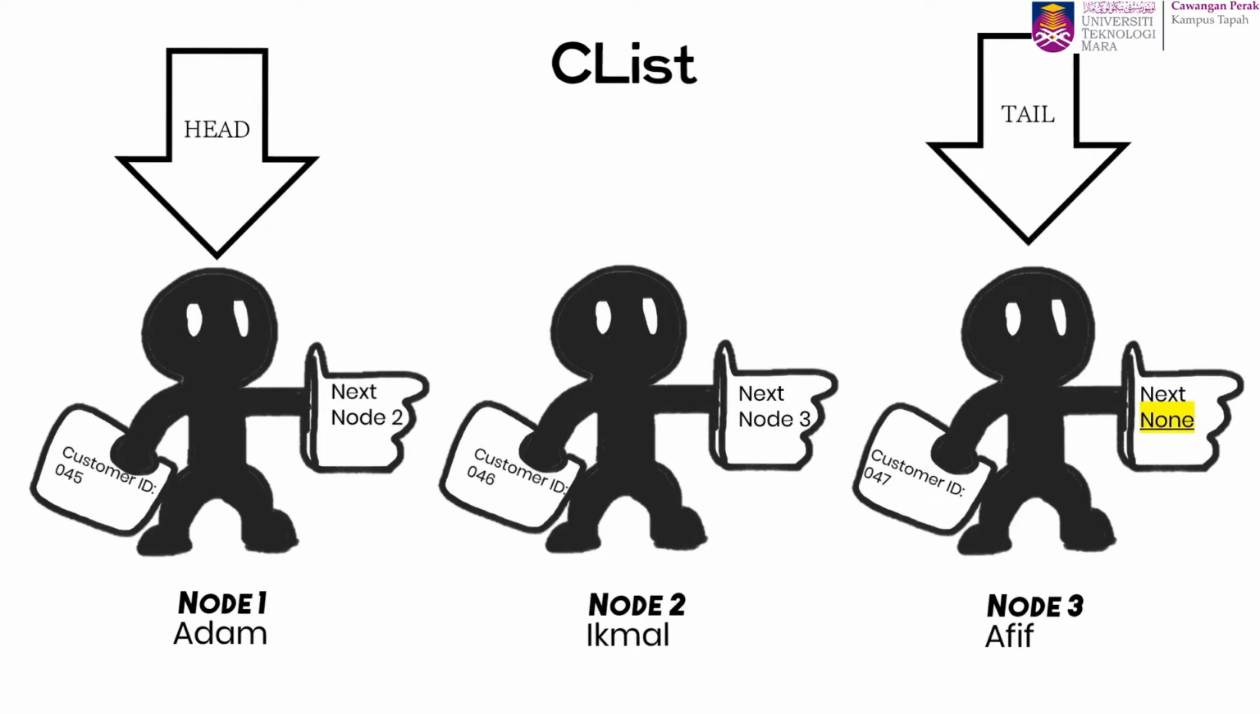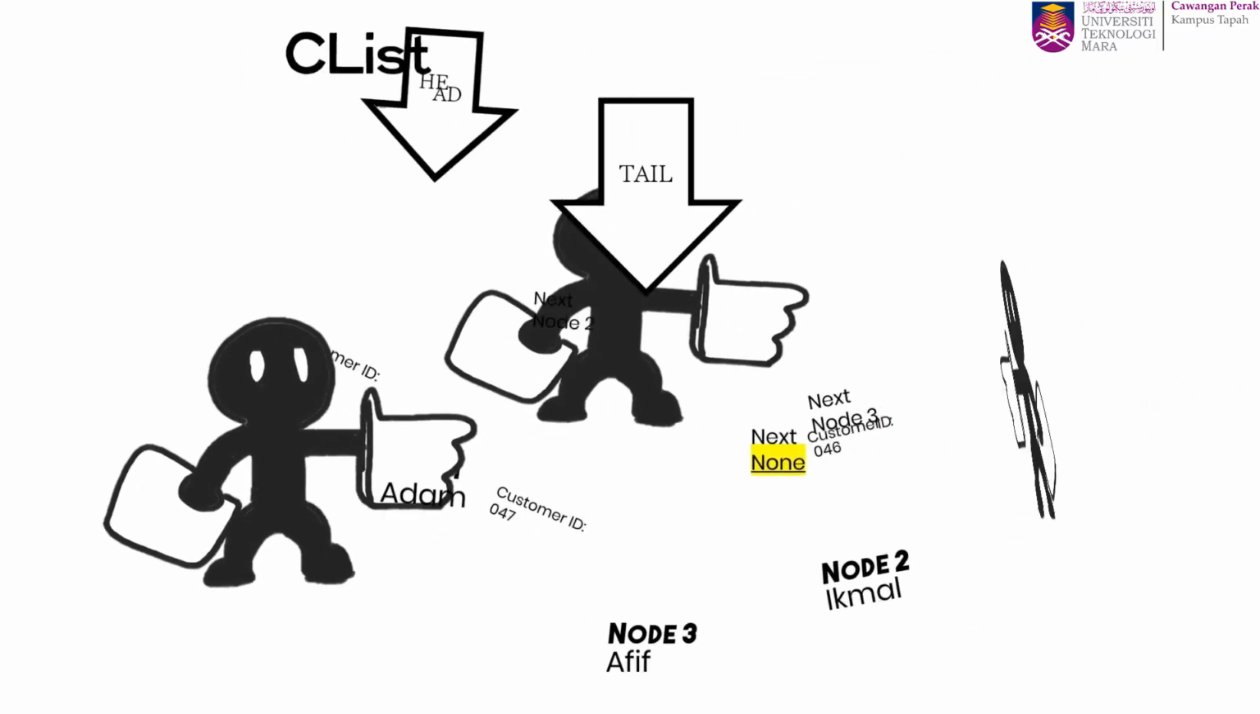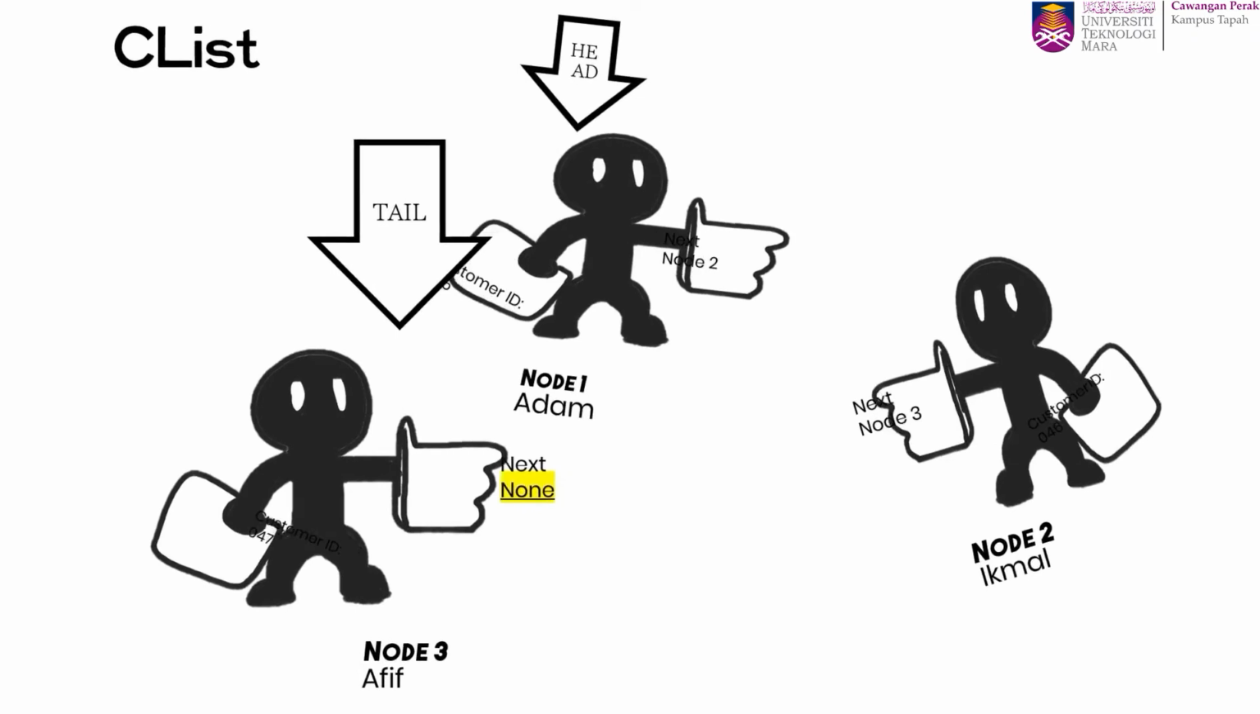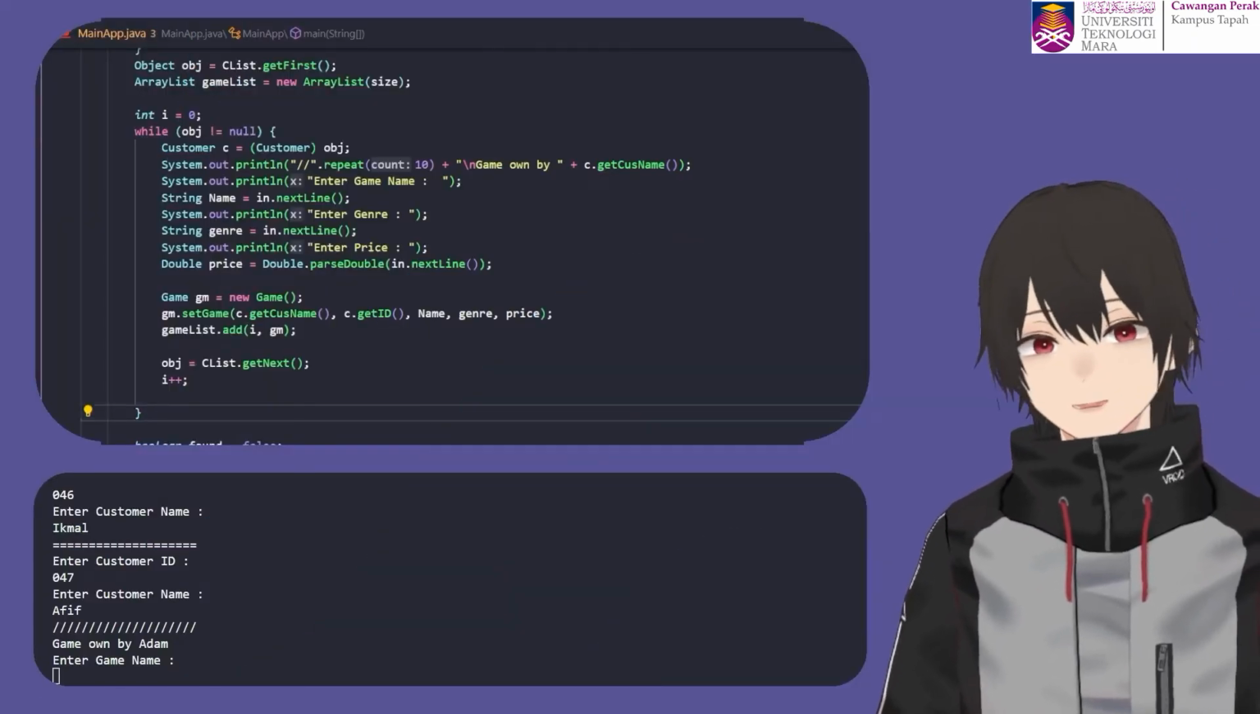Since the position of a node in the list is stored in the pointer of the previous node, the nodes of a linked list do not necessarily have to be organized consecutively in memory. In fact, they can be stored anywhere in memory, just like this. So it will point one onto another. Now let us continue with our code.